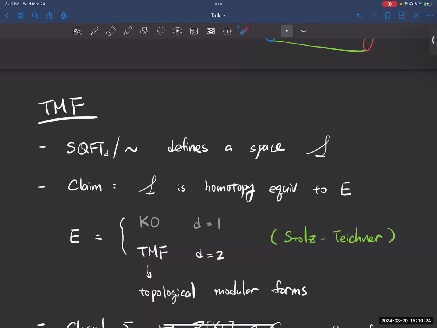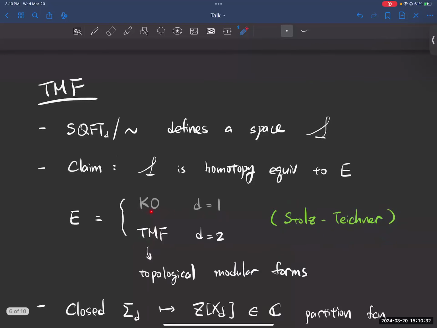This claim is due to Stolz and Teichner. The quantum mechanical case is proven. This is a rigorous statement about deformation classes preserving supersymmetry. I don't want to get into this, but there's some Clifford algebra you define on your supersymmetric quantum mechanics, and depending on the dimensionality of the Clifford algebra, the deformation space is different. So there's a relation to KO theory that's actually rigorously proven.